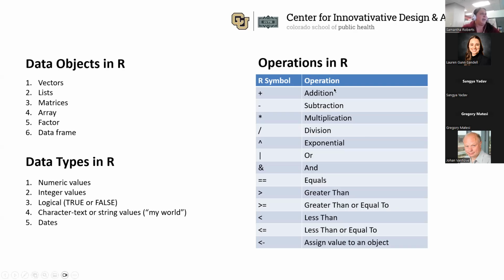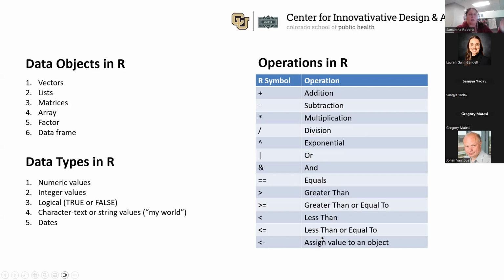And then here are the different operations that you can do in R. I'm not going to go into explicit detail on every single one of these, but we will be using these when we do variable transformation and creating new variables. So we have addition, subtraction, greater than, equal to.